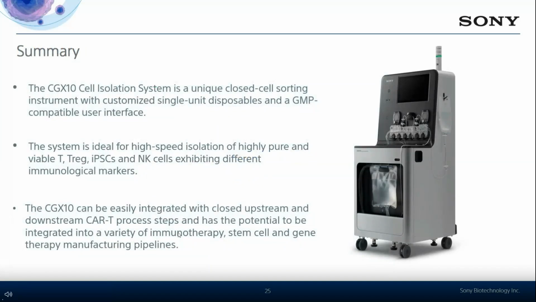The CGX10 Cell Isolation System is a unique closed cell sorting instrument with customized single-unit disposables and a GMP-compatible user interface. It is ideal for high-speed isolation of highly pure and viable T, Treg, iPSC, and NK cells exhibiting different immunological markers. It can be integrated with closed upstream and downstream CAR-T process steps and has the potential to be integrated into a variety of immunotherapy, stem cell, and gene therapy manufacturing pipelines.